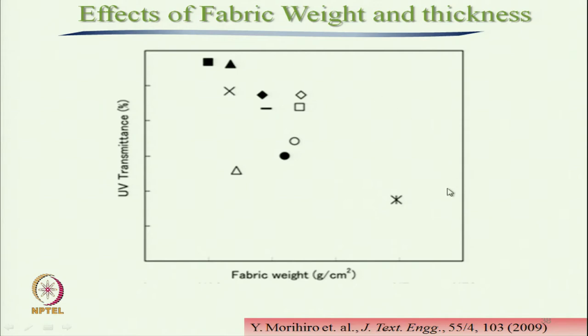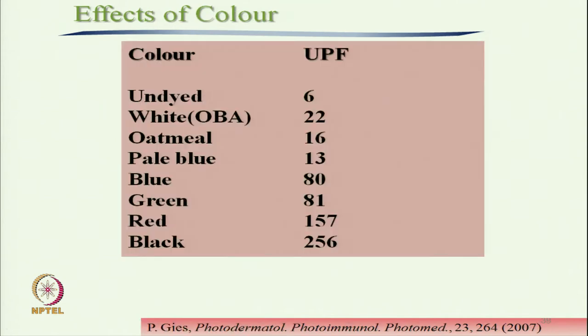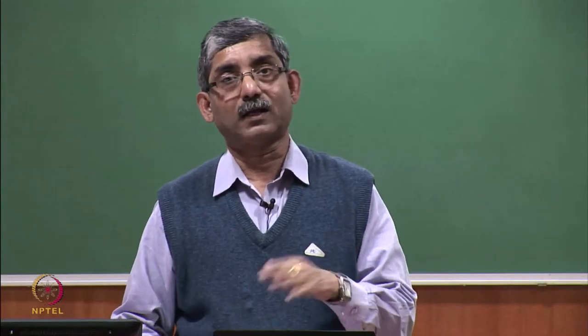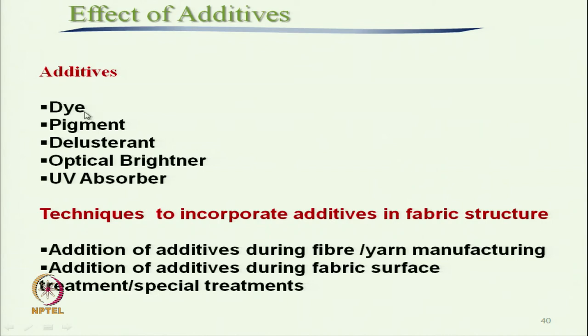That means UPF increases. Regarding the effect of colors, we can see here that the darker the color, the higher the UPF. For black color, UPF is as high as 256. The same fabric undyed has a UPF of 6. So, for higher UPF, we have to use darker colors. Next, the effect of some additives: dyes, chemicals, pigments, delustrant, optical brightener, and UV absorber. The application of these additives will increase the UPF of textile fabric.